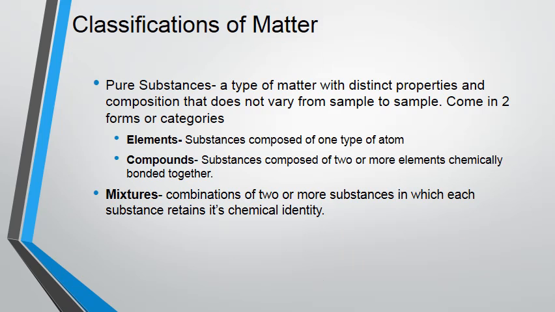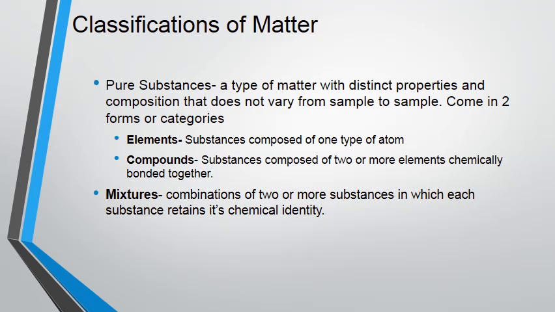So, classifications of matter. Solid, liquid, gas, matter. One way of describing. All right, more ways of describing matter. When we talk about matter, we're either going to be talking about pure substances or a mixture of substances. A pure substance is any type of matter that has distinct properties. So it has its very own properties, and it's a distinct composition, meaning we know what it's made of, and it doesn't change from one sample to the next.